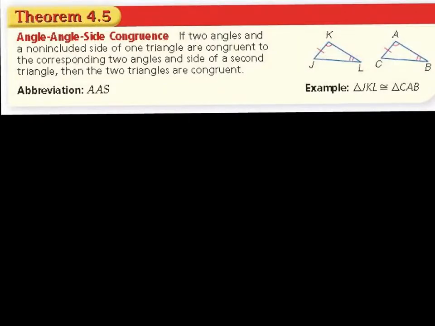We had enough parts in that last proof that we could have also proved it by angle-angle-side congruence. So if 2 angles and a non-included side of one triangle are congruent to the corresponding 2 angles and side of a second triangle, then the triangles are congruent. And that's abbreviated angle-angle-side, so AAS.